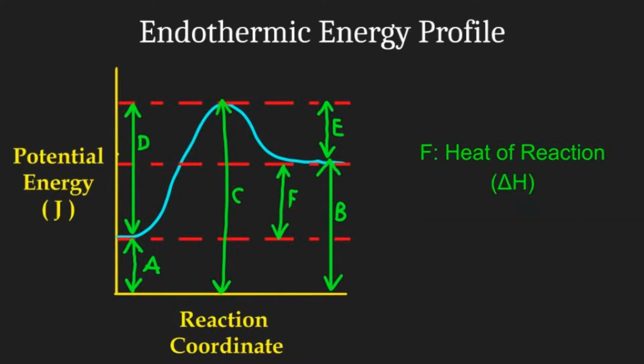The other main difference we see is in the heat of reaction. In an exothermic reaction, we saw that the heat of reaction was negative. In an endothermic reaction, the heat of reaction is going to be positive because we're moving from the height A to height B. The graph is higher, so it has a higher value. And if we did products minus reactants, we would get a positive number.